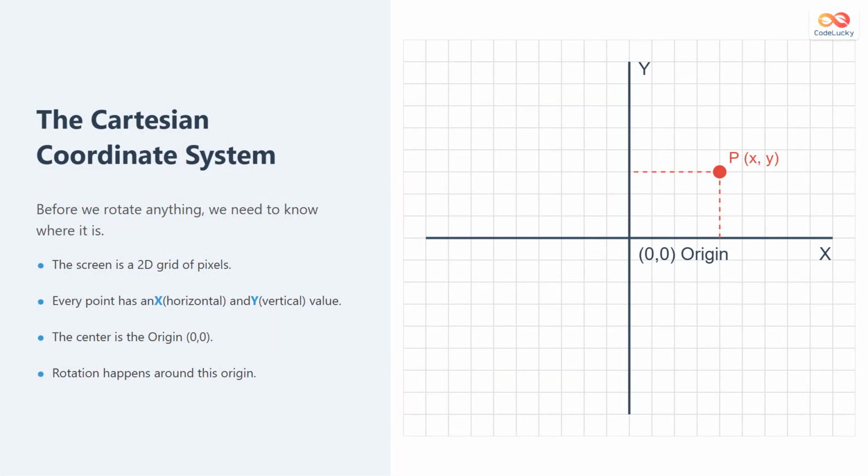First, let's understand our environment. A computer screen is essentially a giant grid. We use the Cartesian coordinate system to define locations. Every pixel has an x value, representing horizontal position, and a y value, representing vertical position. The center point, where x and y are 0, is called the origin.